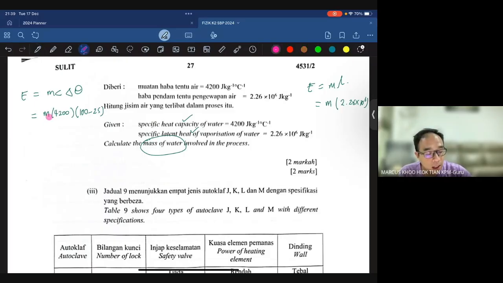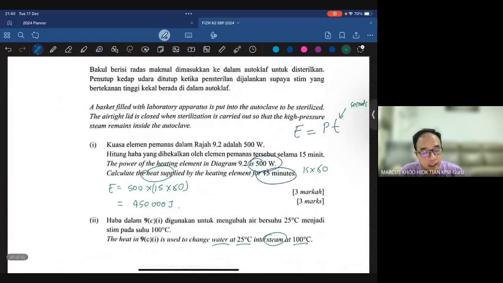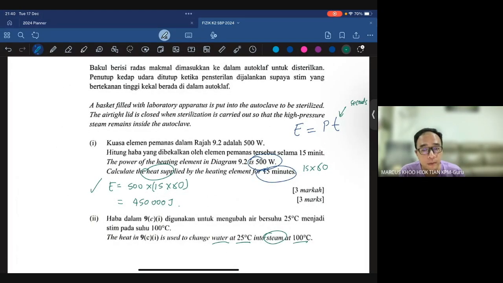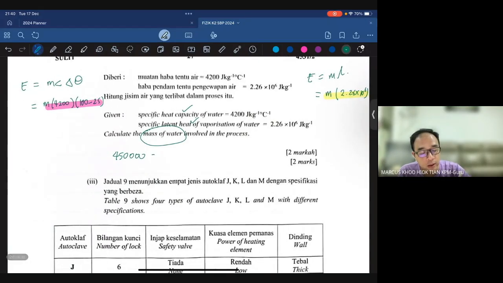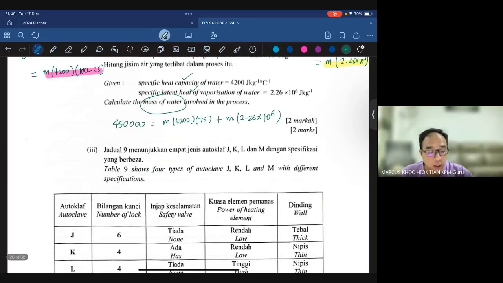Okay, the sum of these two is equal to 450,000, because 450,000 is what we calculated before. So 450,000 equals M times 4200 times 100 minus 25, which is 75, plus M times 2.26 times 10 to the power of 6. When you calculate, you will get M equals 0.175 kilograms.